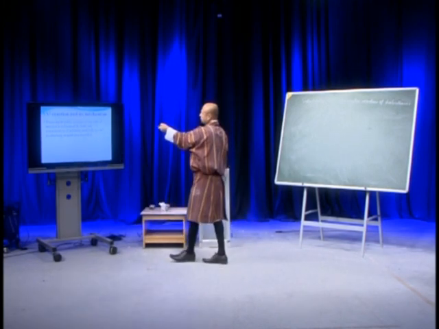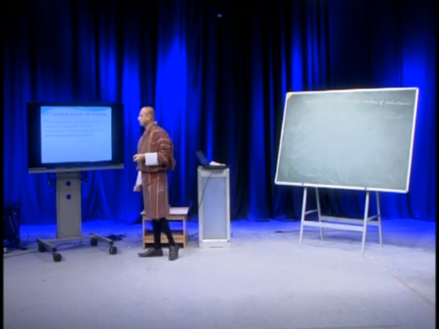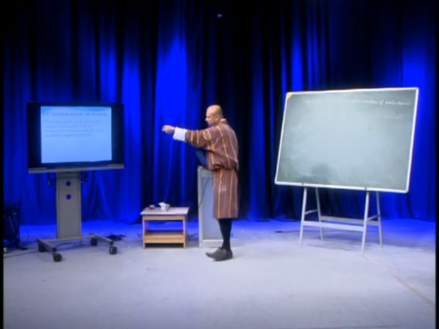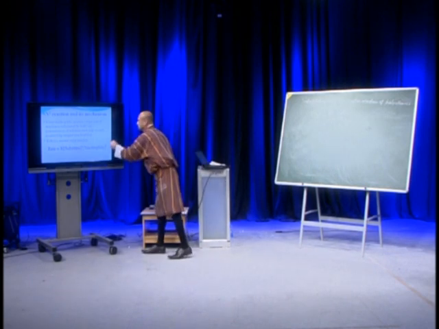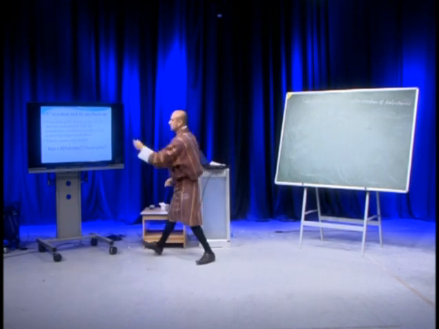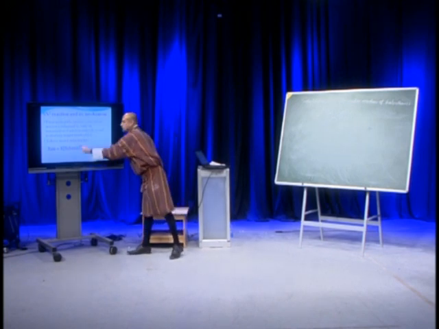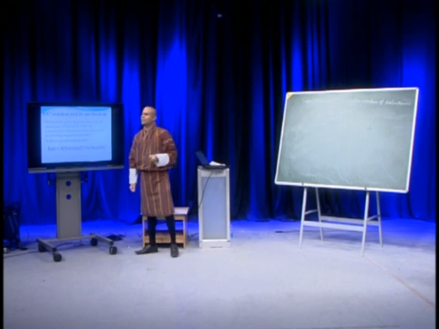So, those nucleophilic reactions where the rate of reaction is influenced by both the concentration of substrate molecule as well as the attacking reagent is called SN2 reaction. It follows second order, because the rate of reaction not only depends upon the substrate, but it also depends on nucleophile. As we have seen in previous slide, for SN1 reaction, it will not depend on nucleophile. That's why SN1 depends only on substrate. But here, it depends on both the concentration of substrate as well as the concentration of nucleophile. Hence, we call it as SN2 reaction.